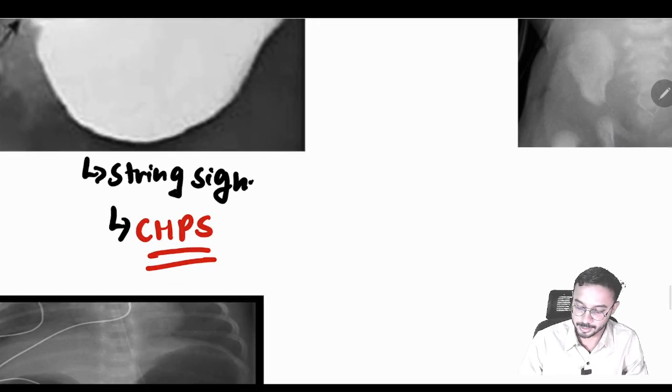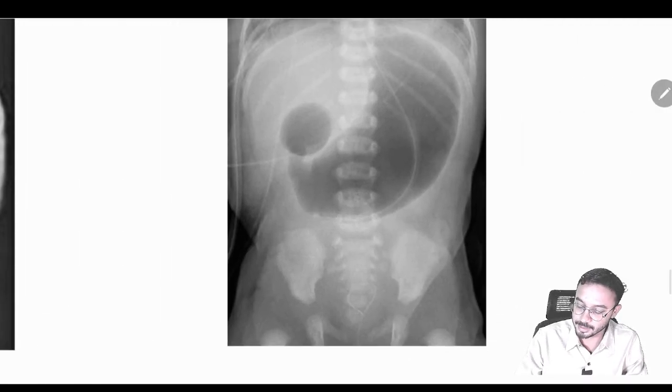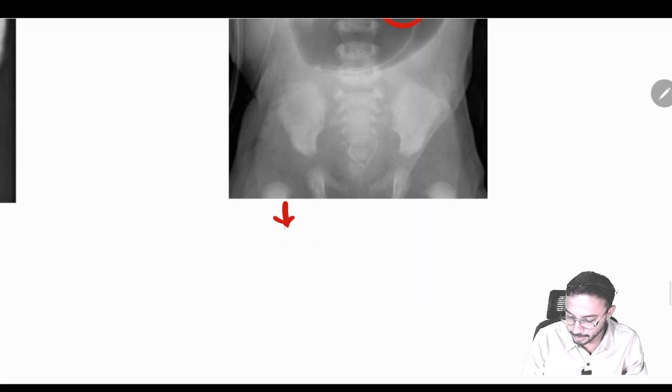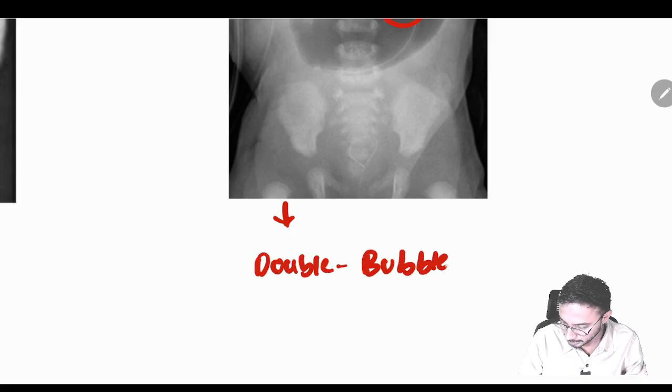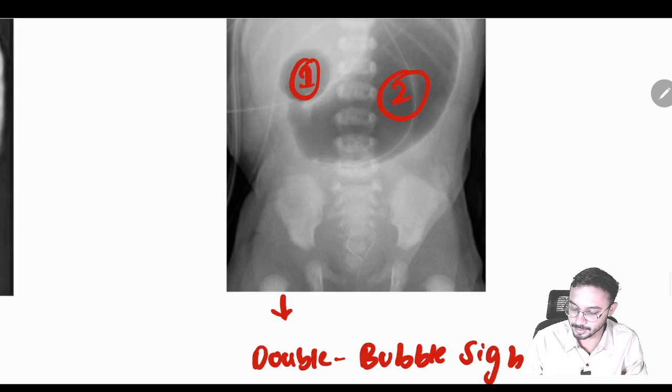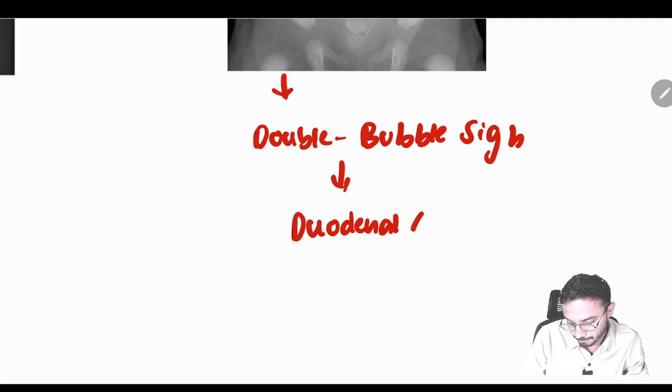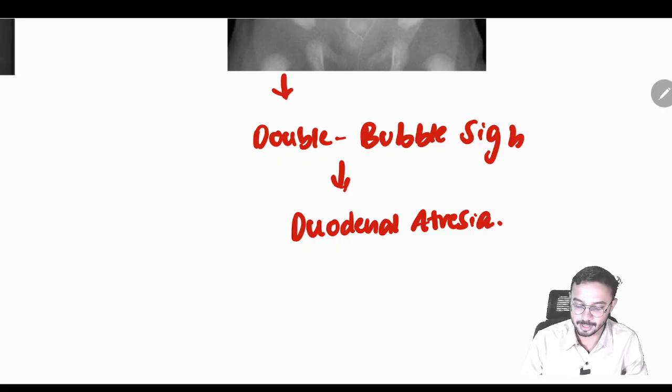Narrowing of the pylorus. And what is this? Look at this diagram carefully. How many bubbles are you finding? 1 and 2. This is known as the double bubble sign. Where will you find this? In duodenal atresia. Double bubble sign is seen in duodenal atresia.